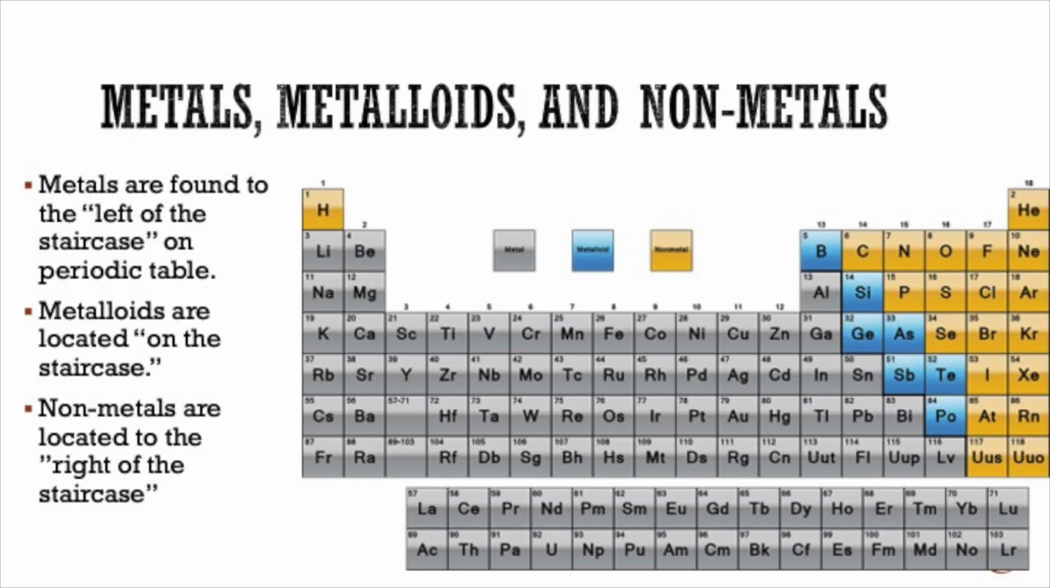Another pattern on the periodic table that we need to know about are the metals, metalloids, and nonmetals. So we have this thing called the staircase, and the staircase is where you see the blue elements on this periodic table. We call that the staircase. On your periodic table, it should be a bold line there. Well, everything to the left of that, except for hydrogen, is a metal. So you see that the majority of the elements on the periodic table are metals. Everything to the right of that is a non-metal. And then you have the blue ones that are your metalloids. They have characteristics of both metals and non-metals.